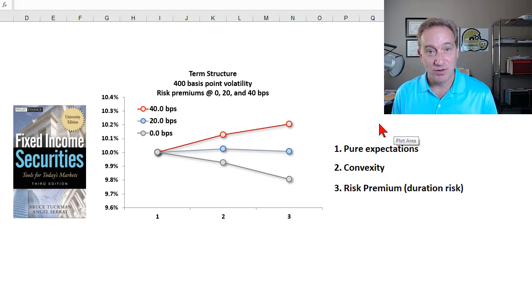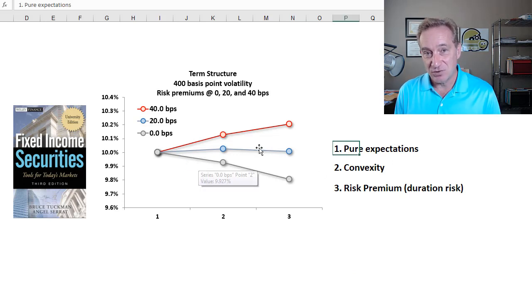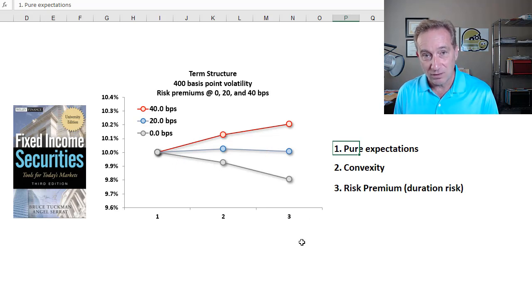In this video, I'm going to try to illustrate all of the important ideas that are in Tuckman's Chapter 8, which concerns the shape of the term structure and what are the key influences on the shape of the spot rate term structure. So I'll start with pure expectations, and that's where the term structure will reflect only expectations about the evolution of future spot rates, but that's going to be a naive theory.